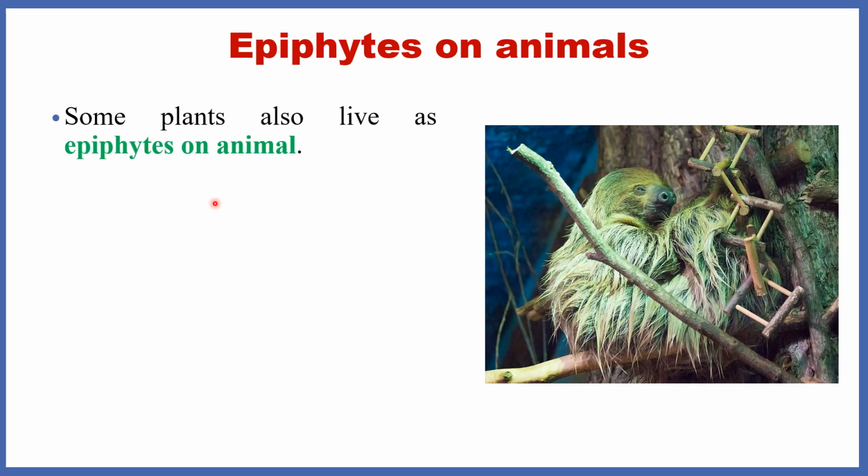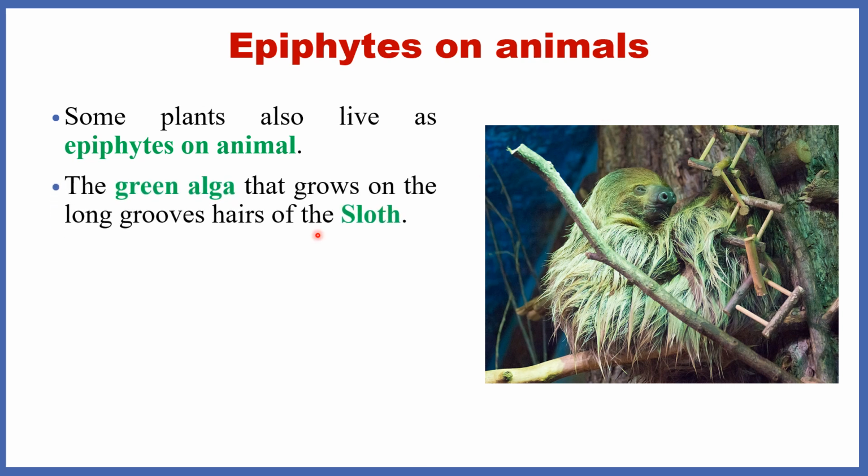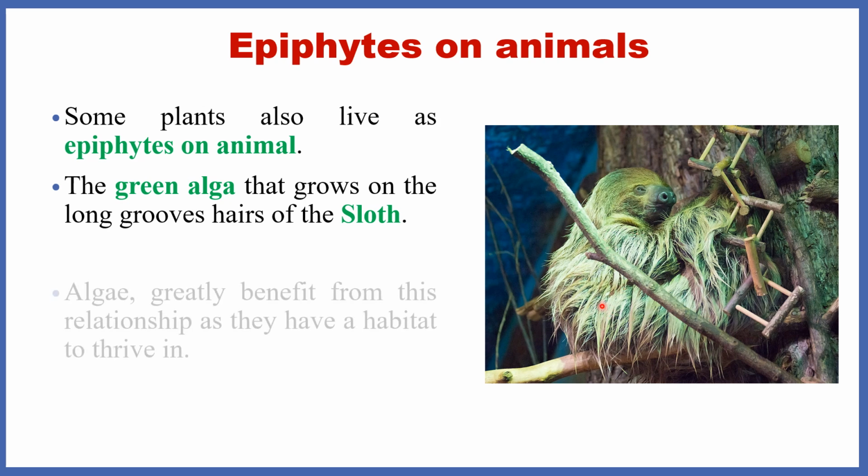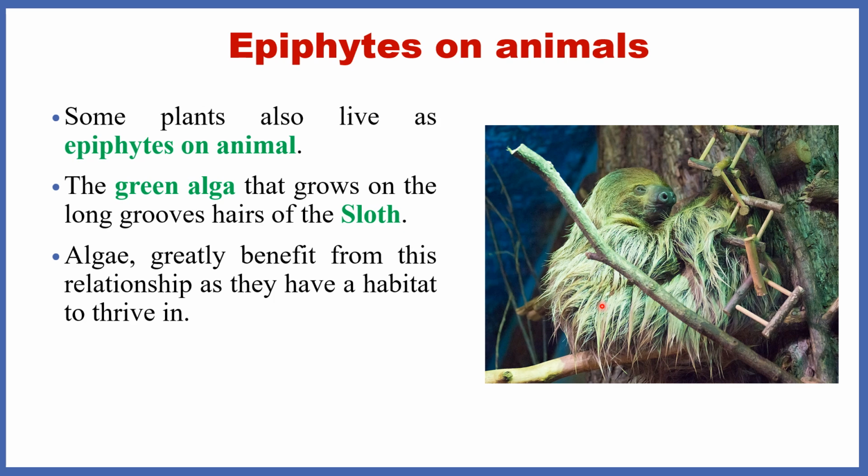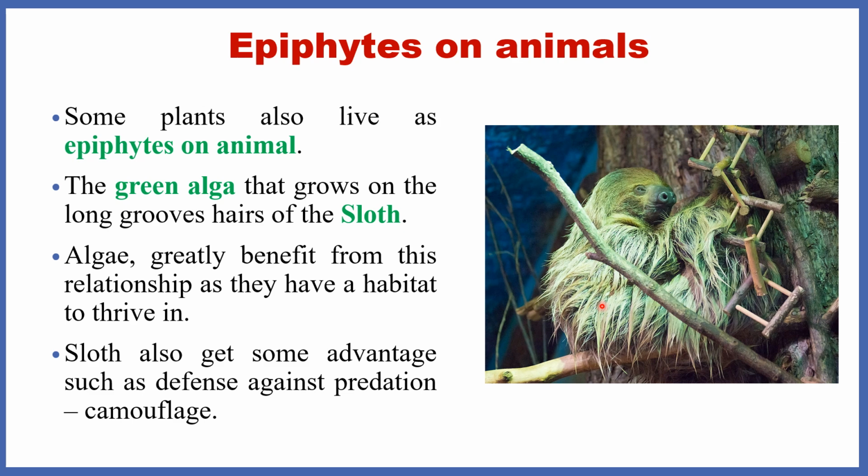The next example is epiphytes on animals. Some plants also live as epiphytes on animals. For example, green algae that grow on the long groove hairs of the sloth. Algae greatly benefit from this relationship as they have a habitat to thrive in, while the sloth also gets some advantage such as defense against predation.